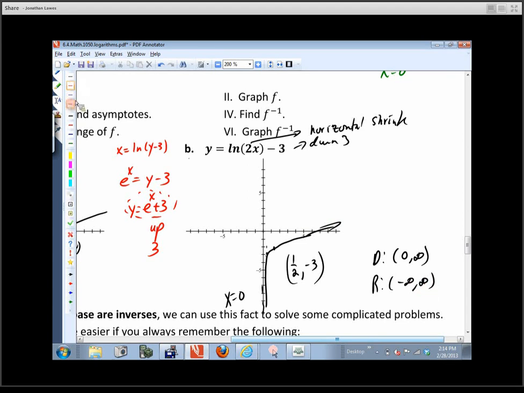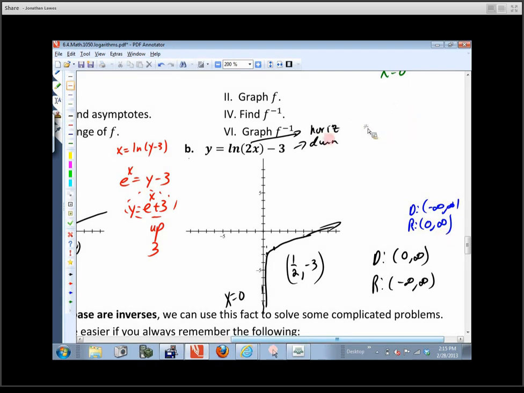Okay, I'm going to change colors again. I'm going to do this one in blue. Okay, so I want the domain and the range of the inverse function. Negative infinity to infinity, which makes sense because you can plug anything you want into an exponential. Range is going to be 0 to infinity. Okay, any questions there? Okay, let's go ahead and find the inverse.